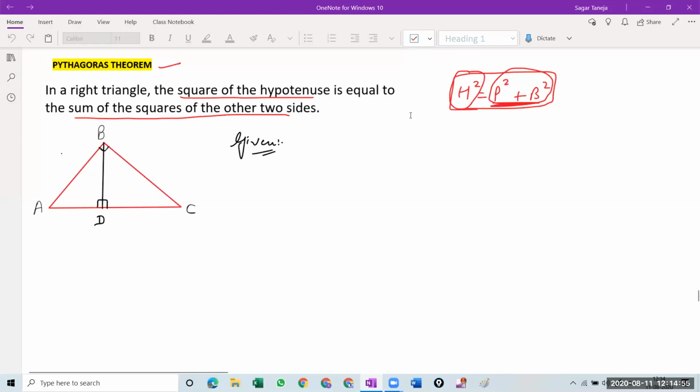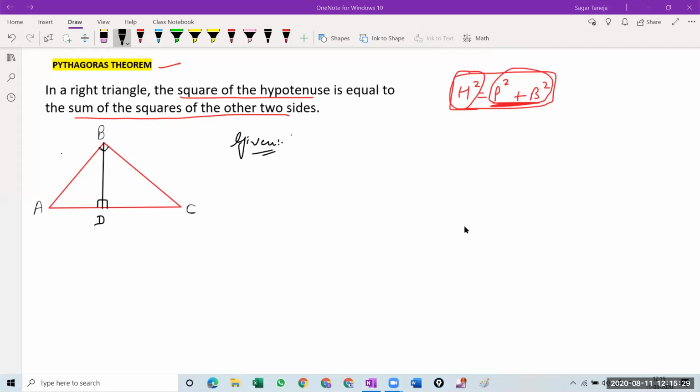Screen sharing is stopped in between. Is it visible? Stopped in between. Screen sharing and all. Okay, then. The screen is visible to you? Yes, okay.